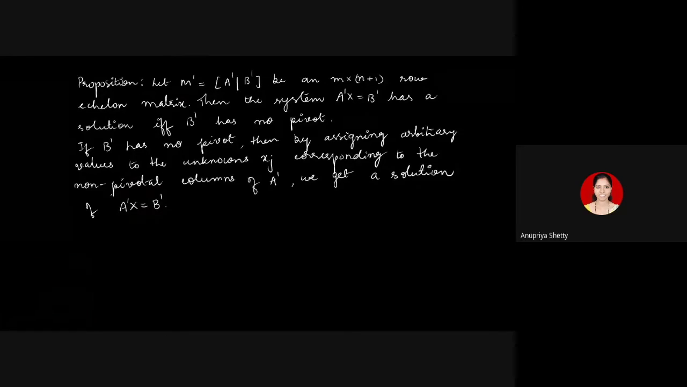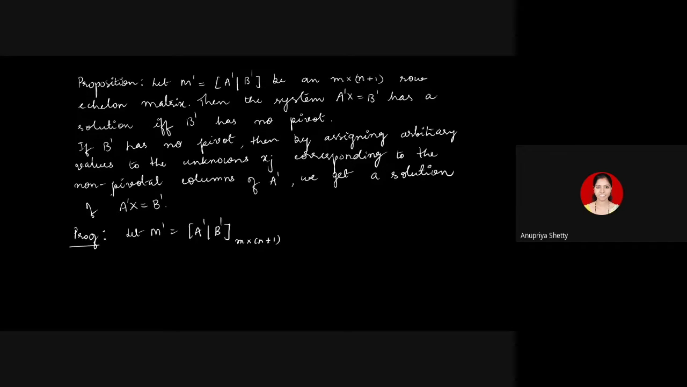First, we have to justify the system A' x = B' has a solution if and only if B' has no pivot. So M' is as given. I'll not write all that. Let M' be equal to [A' B']. I'll just mention that. Remember, order is m by n+1.